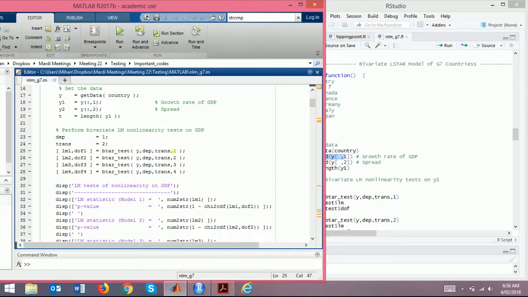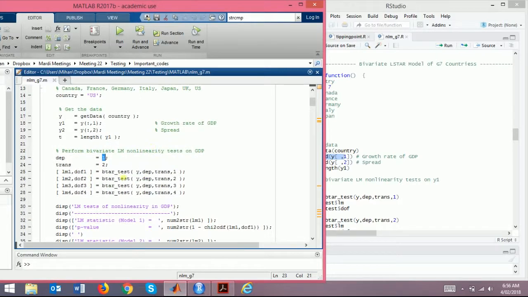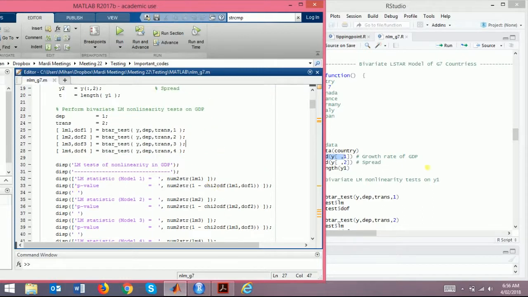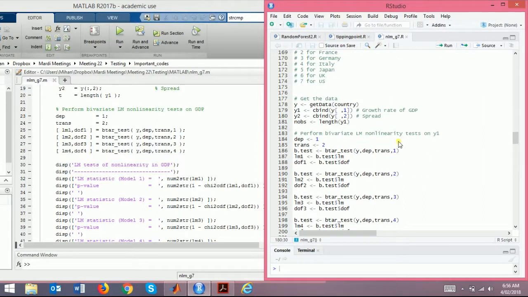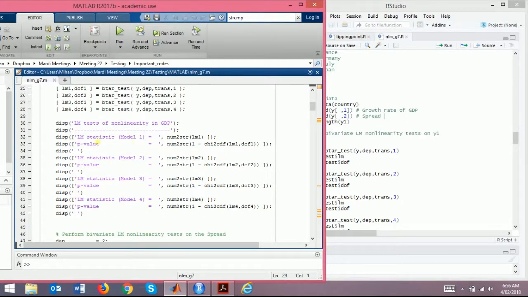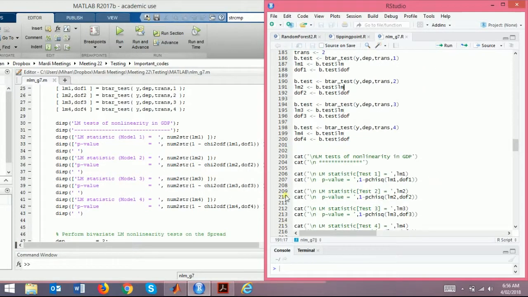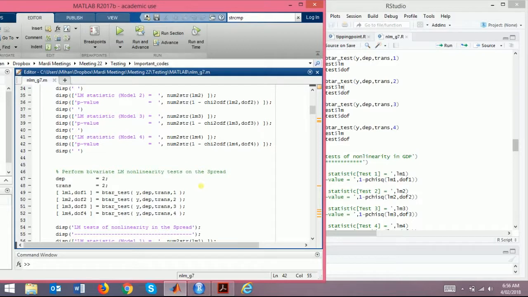So we just call for the test, passing in the dependent variable, a value for the dependent variable, into initialize and transitional variable. We just call for the test for all those 4 I types. Okay, we're doing it for Y1. So LM statistics p-value, LM statistics p-value, LM statistics p-value. Okay, beautiful.